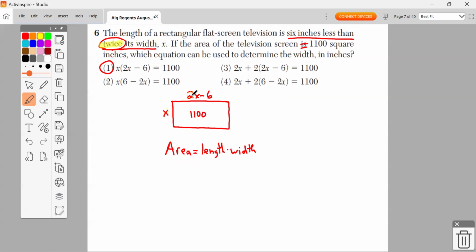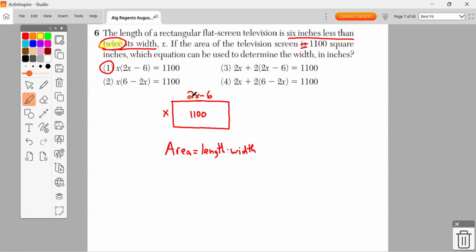So x is the width, 2x minus 6. Be careful. 6 less than is minus 6 at the end. You can't write it as 6 minus 2x. You'll get the wrong answer. Be careful. It's 6 less than it, so we're subtracting it from it. Remember, more than would mean plus.